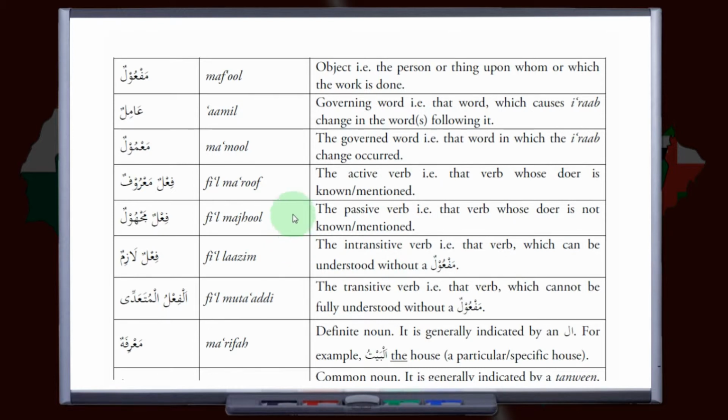But let's go on to active and passive. The fi'l ma'ruf is a verb where the doer is known or mentioned. For instance, yakdib, he's lying. It's an active verb because I actually say who the doer is. And then fi'l majhul is a passive verb. I'll give you an example. Qiyala, it is said, or it was said. So we don't know who's saying it, we're just saying it was said. So that's the passive verb.